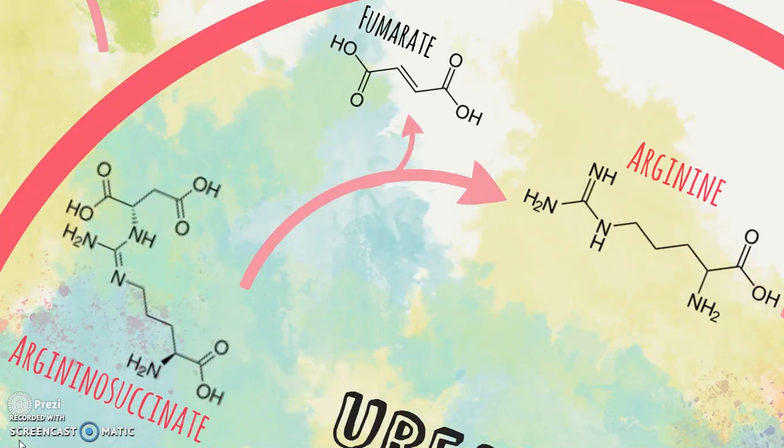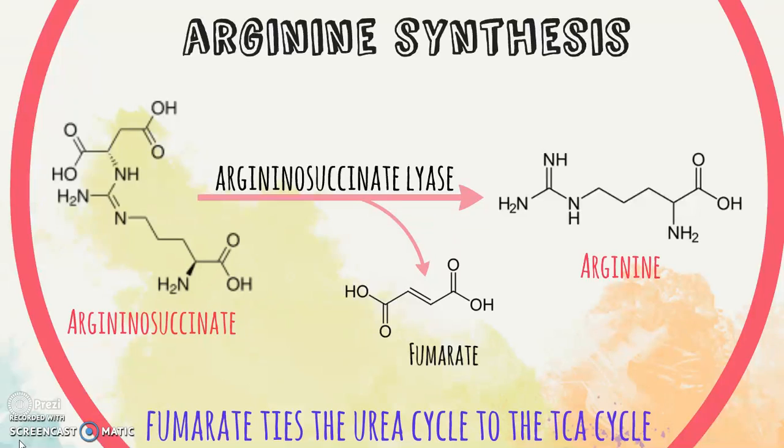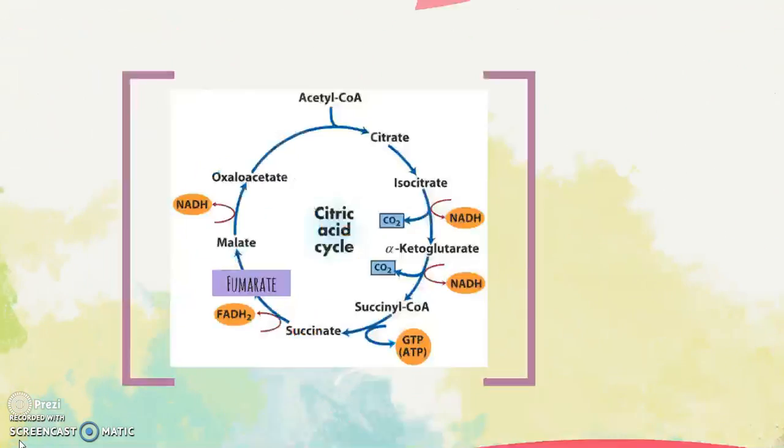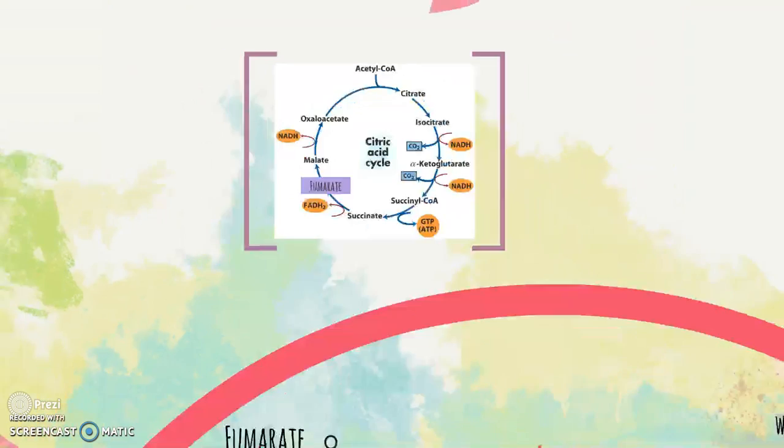The third step of the urea cycle is catalyzed by argininosuccinate lyase, which catalyzes the reaction. The products of this reaction are arginine and fumarate. The fumarate product is an important link between the urea cycle and the citric acid cycle because fumarate is an intermediate in the citric acid cycle.